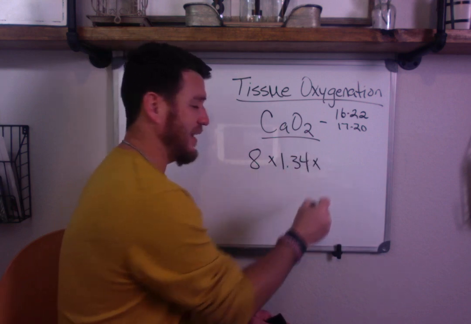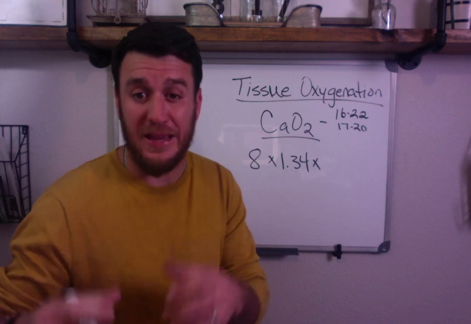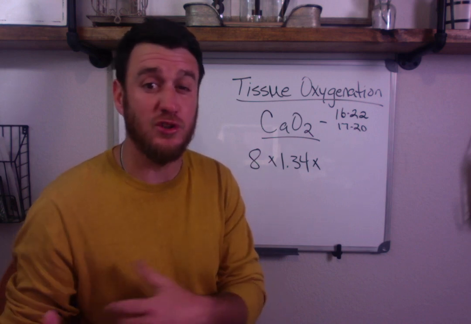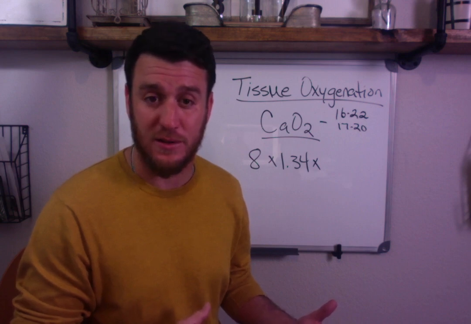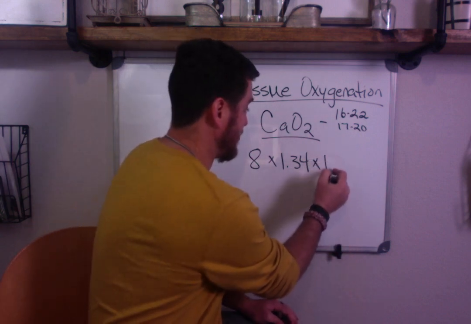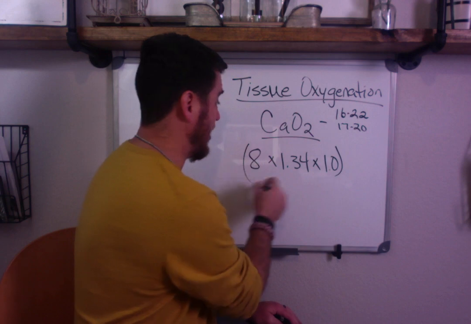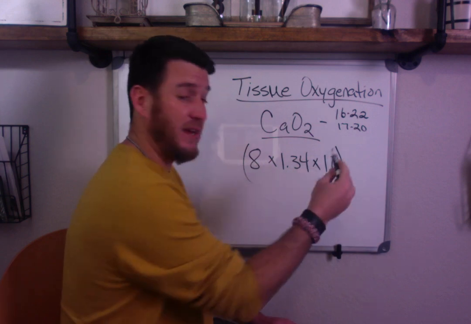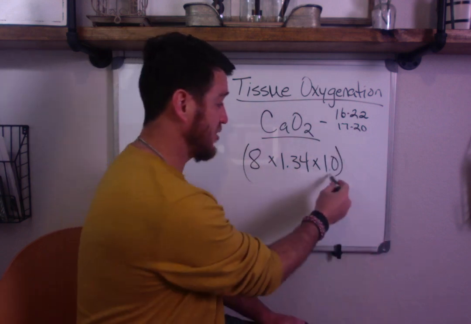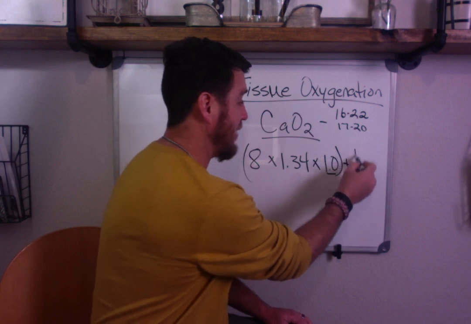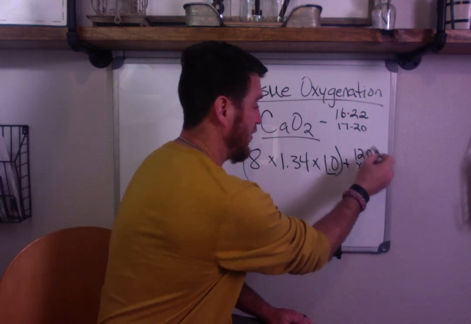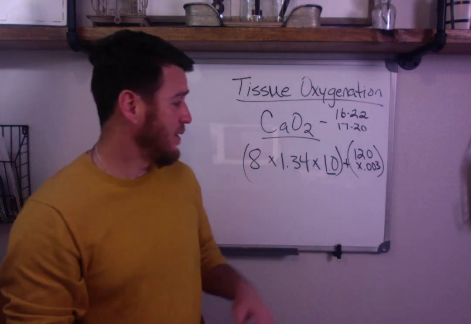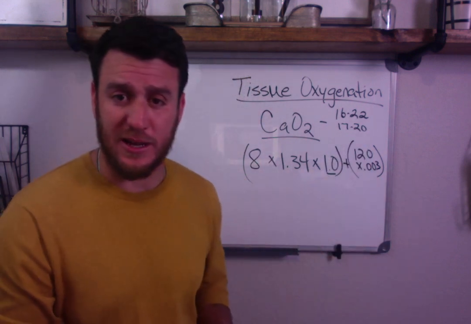We're going to multiply that times 1.34. And let's just say that our PaO2 is 120 and we have a sat of 100%. Okay? So your saturation is going to be 1.0. It's 100%, but when you turn that out of a percent into a decimal, you multiply it times 1, and then you're going to add 120 times 0.003. Now, let's talk about this for just a second.